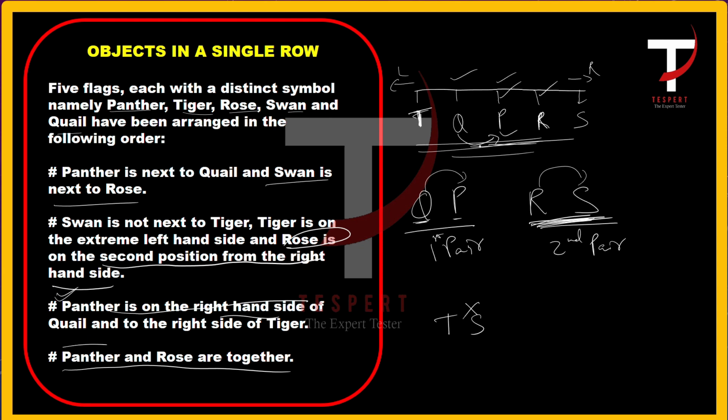Okay, that is also correct. And to the right side of tiger, panther is to the right side of tiger. Yeah, panther is there, here tiger is there, okay, right side of tiger. Panther is to the right of tiger, that's fine.